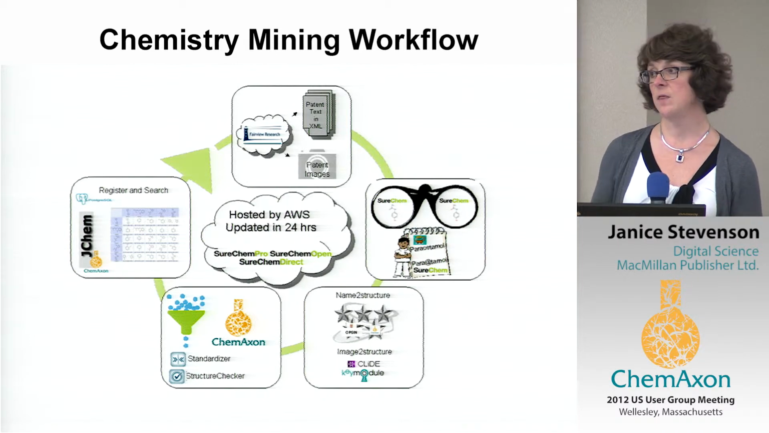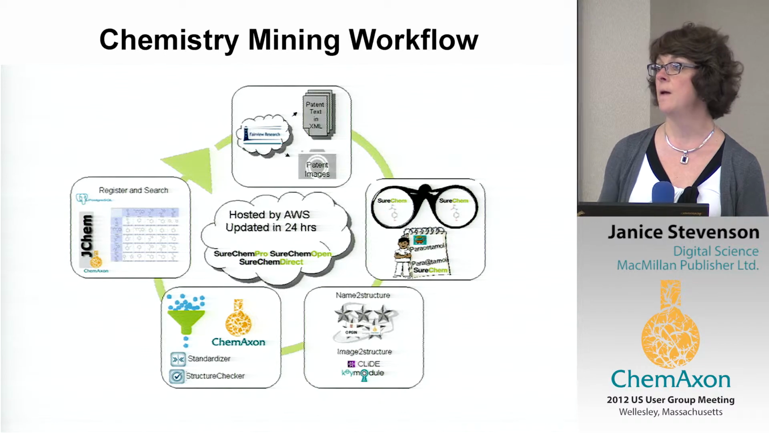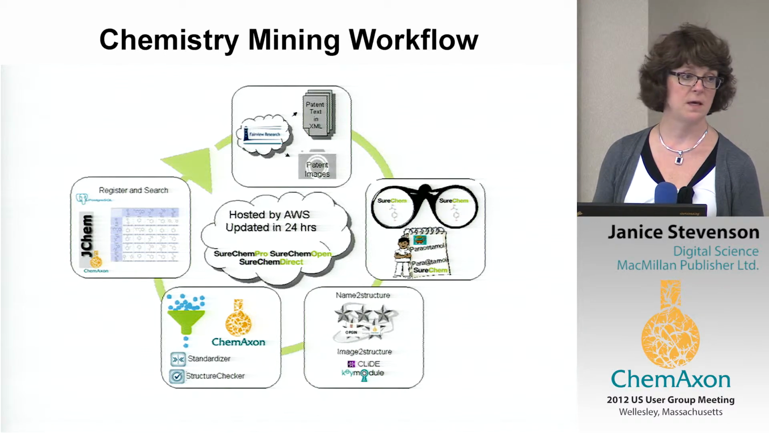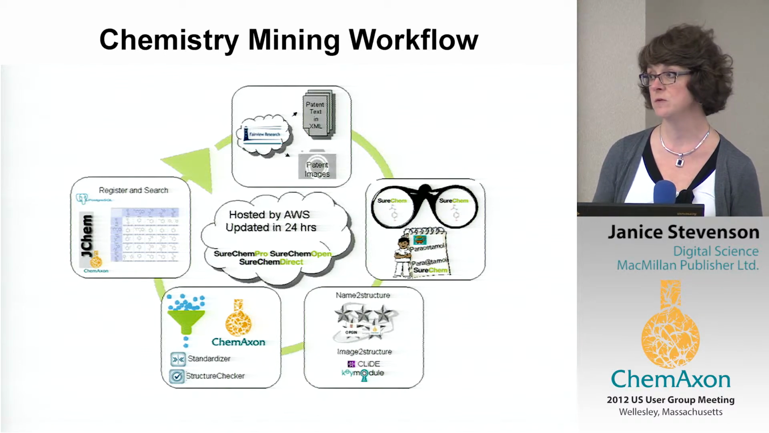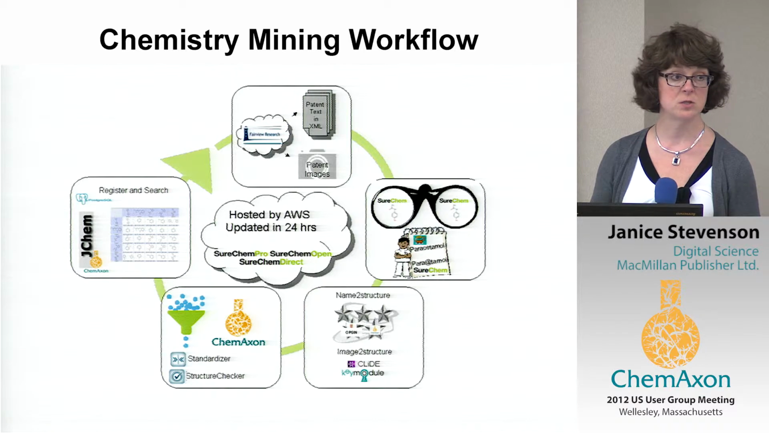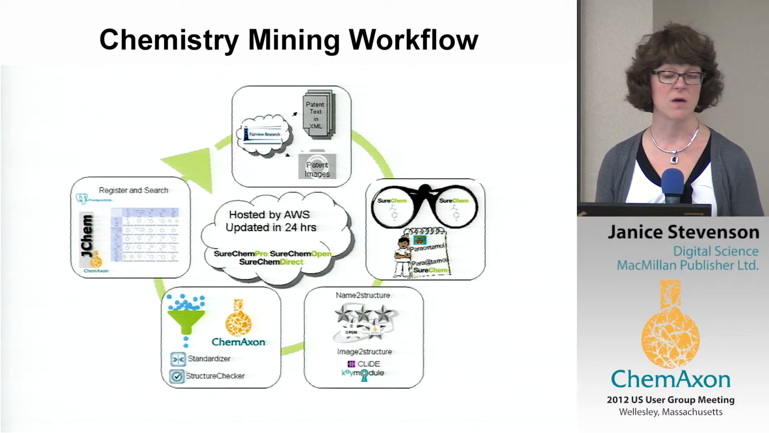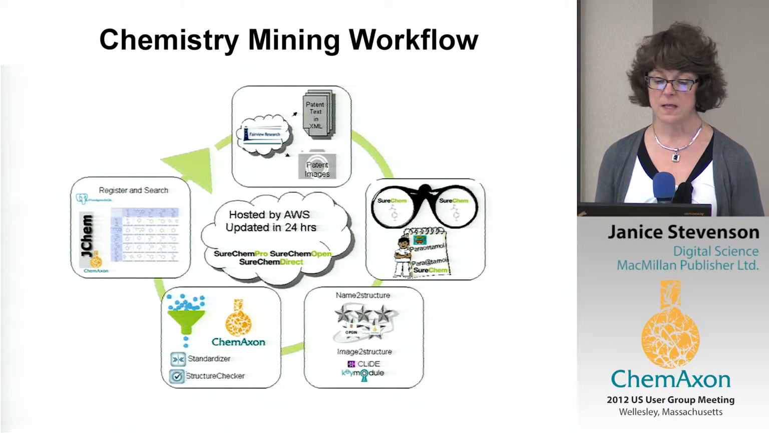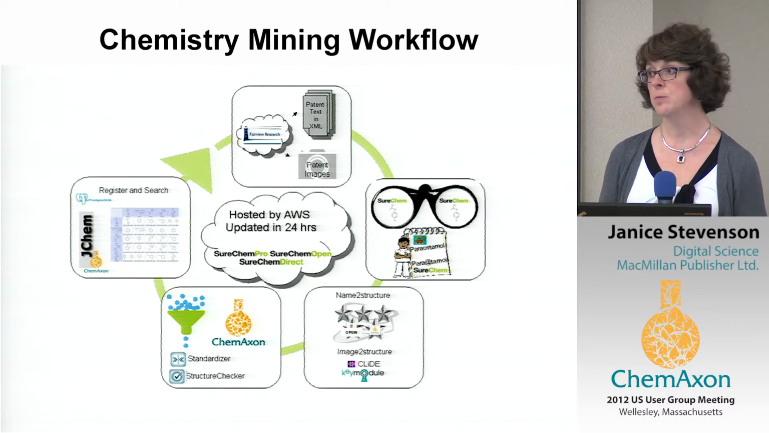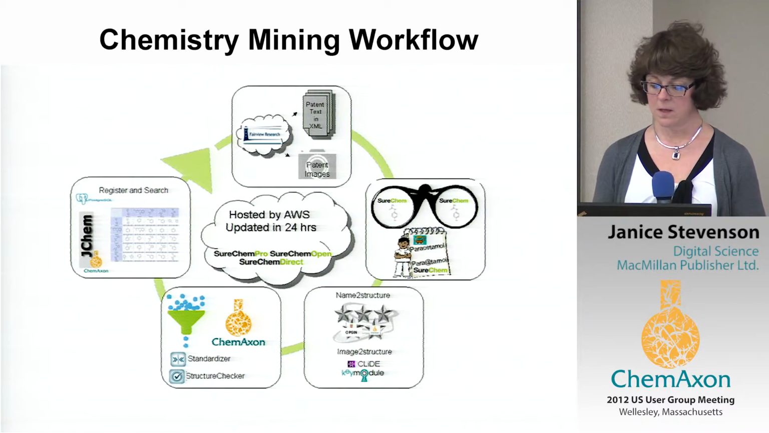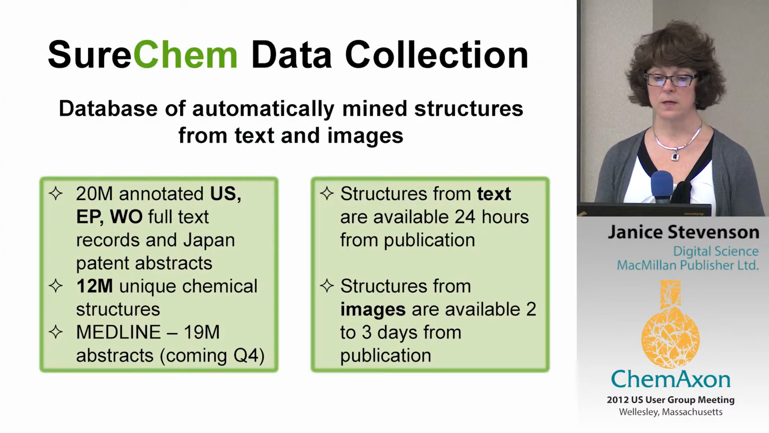We then take that information that we've done and we utilize the ChemAxon tools to first standardize and then check those structures. We also use a ChemAxon tool as one of our names to structure tools. We actually utilize 5 at this point. Then we take that information and we make it searchable using JChemBase. That is for all of our products.